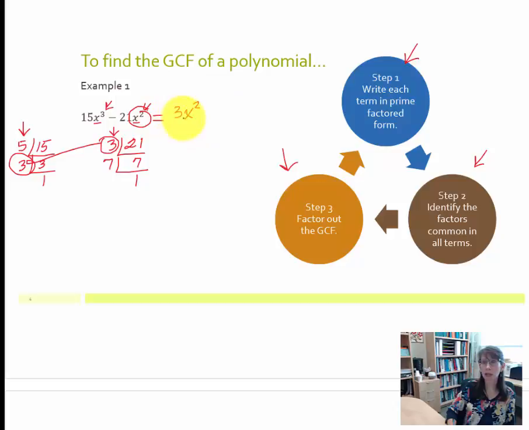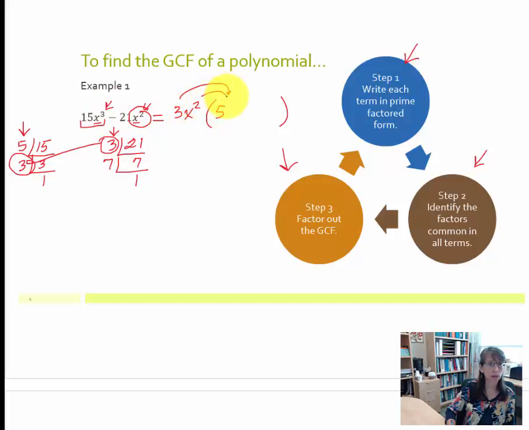So although 3x squared is the greatest common factor, we need to include what the other factor is so that we have completely factored this polynomial. So the way we do that is what we call reverse distributive property. 3 has to be multiplied by something to recreate the original term. 3 times 5 would create 15.